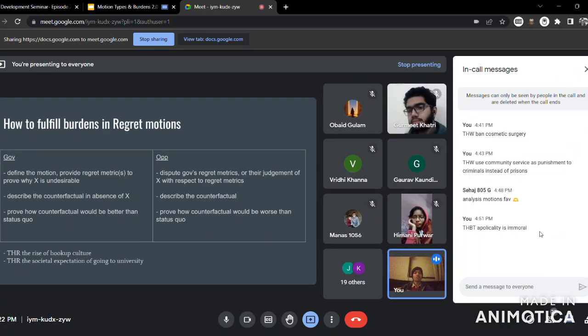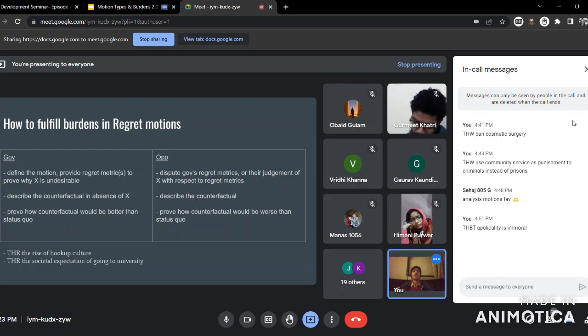Similar to how you have metrics in a THBT motion. If the motion in the chat was that this house believes that apoliticality is immoral, to prove that something is immoral, you give certain metrics, the basis on which we judge immorality. Similarly, in regret motions, the thing is that you have to bring regret metrics, because otherwise anything could be said. You need to provide metrics for what is immoral, something that does more harm than good. You need to provide metrics for what you would see as more harm than good, or things like that.